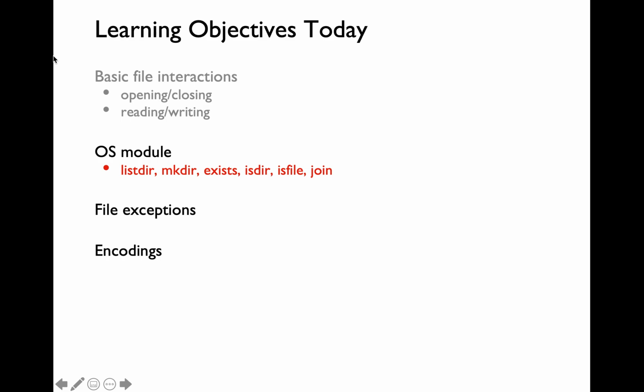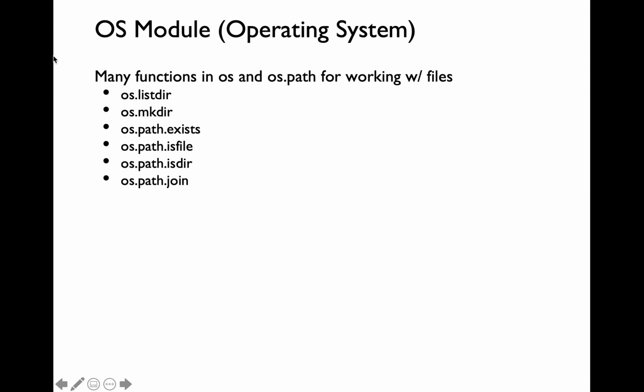Let's go through a few other functions inside the OS module which are really useful and helpful. Why are we dealing with the OS module when dealing with file processing? That's because the file system is very closely associated with the operating system. That's why all of these functions have been included in the OS module.